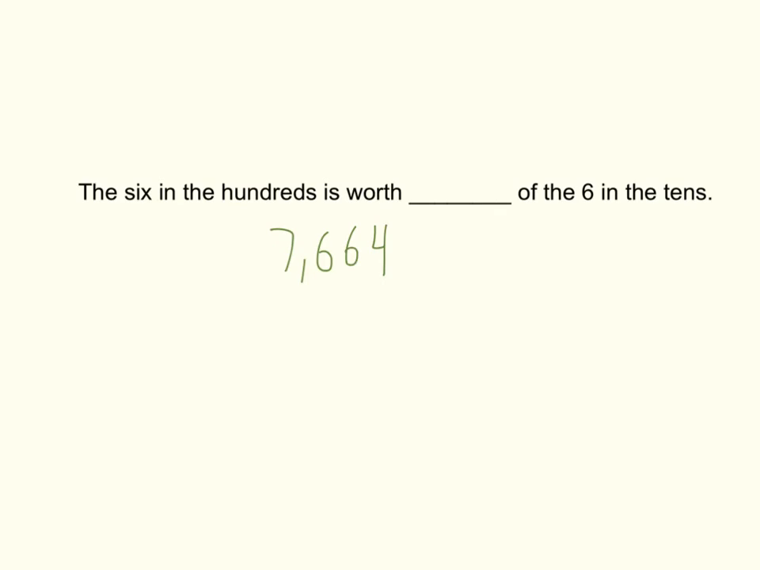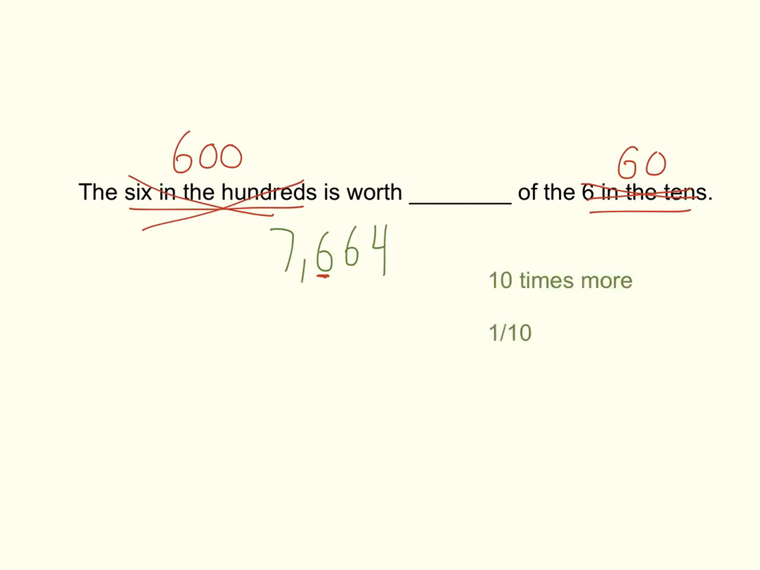If we look at our next example, the 6 in the hundreds is worth blank of the 6 in the tens. So I'm going to cross out that phrase to make it simpler. The 6 in the hundreds is worth 600, and the 6 in the tens is worth 60. Now I can reread it. The 600 is worth blank of the 60. Our two choices, 10 times more or 1/10.